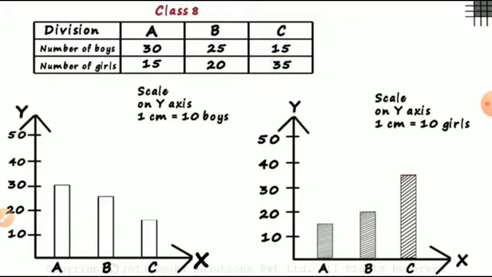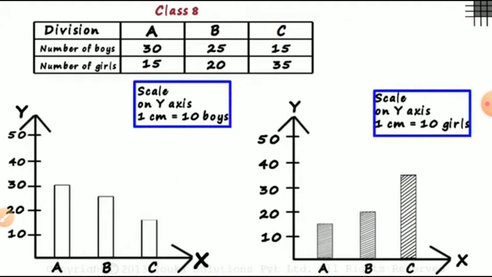But do you know that there is another way in which we could have represented the data in this table? We have looked at joint bar graphs where the bars of two different categories were placed next to each other for better comparison. But there is another way to do it.